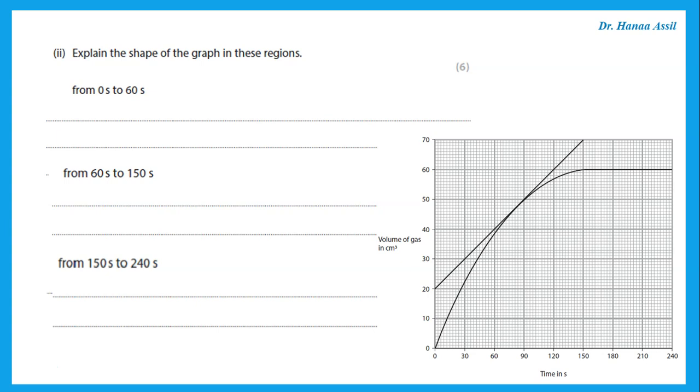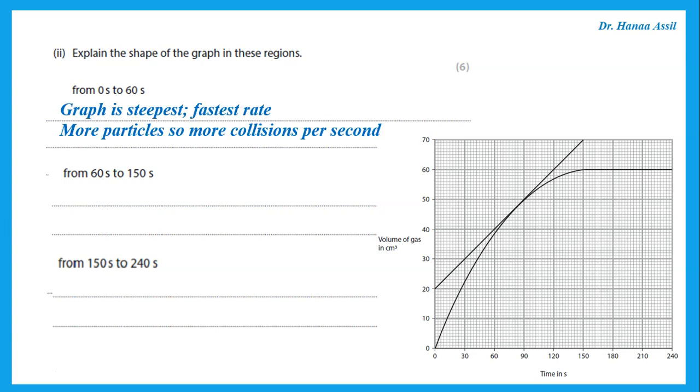Explain the shape of the graph in these regions. Again, at the beginning, from 0 to 60 seconds, what is happening? The graph is steepest. This is because this is the fastest rate. Any reaction is fastest at the beginning because more particles, so more collisions per second.